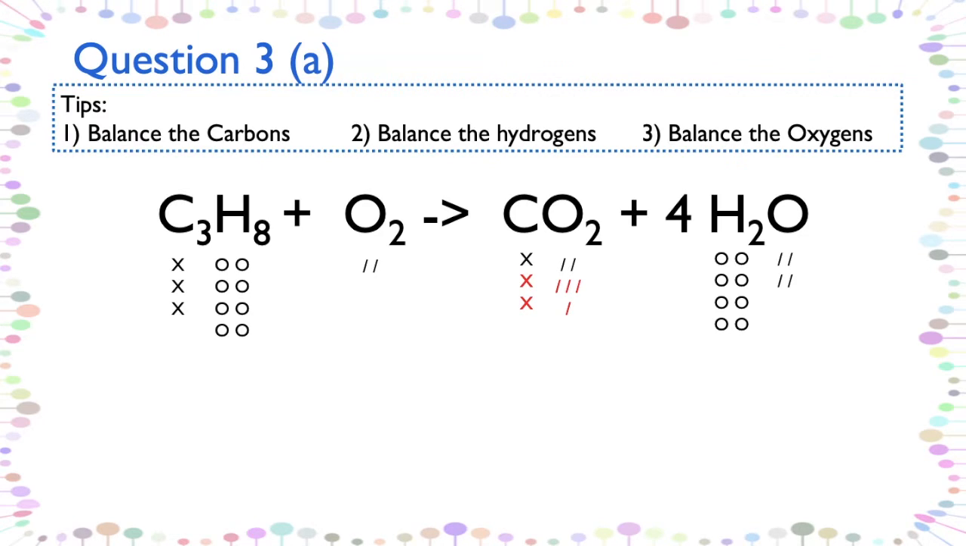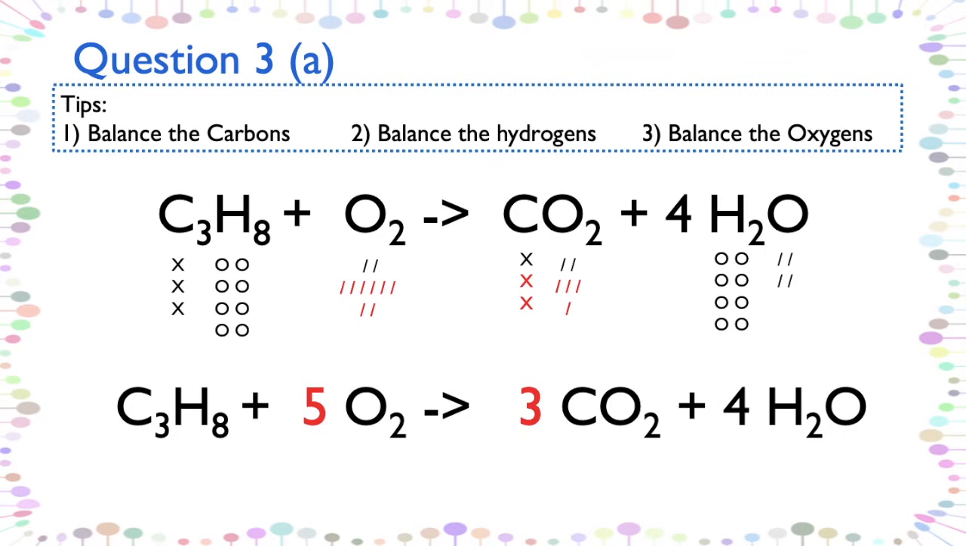Then finally, we need to balance the number of oxygens. So on the right-hand side, we have 10 oxygens. And on the left-hand side, we have 2. Therefore, we need to multiply the O2 by 5 to get 10 oxygens. Therefore, the final equation is C3H8 plus 5O2 goes to 3CO2 plus 4H2O.